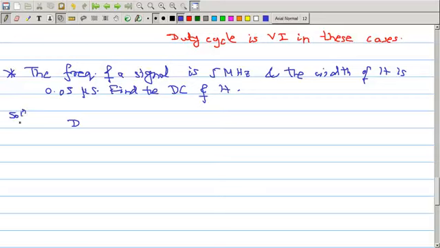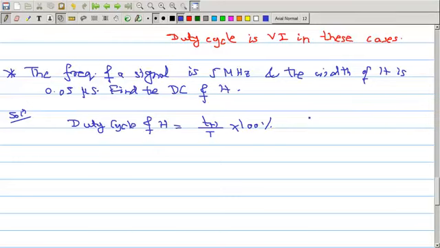So the solution is in this way. Duty cycle of capital H. So what is the duty cycle of capital H? Obviously the duty cycle of capital H is TH divided by capital T multiplied by 100%. So this is the definition.